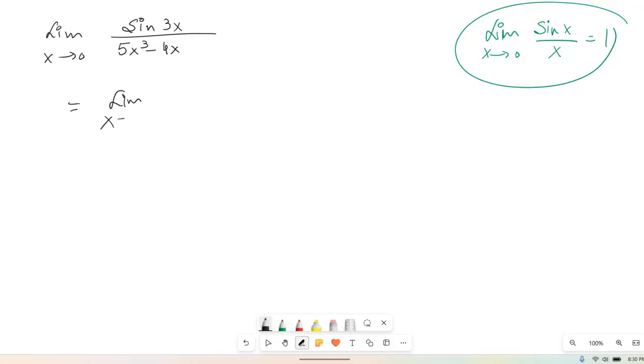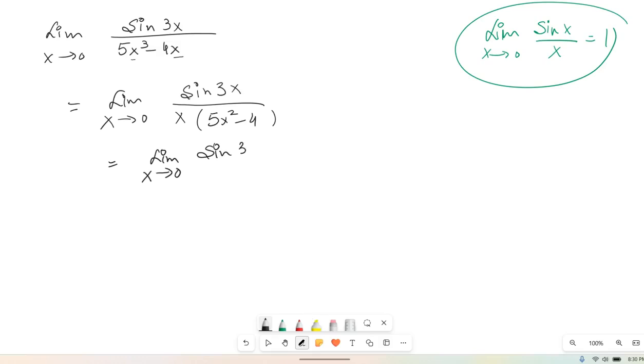Limit x approaches 0, sine 3x. In the denominator, you see x is in both of the terms. I can factor x out. This is going to be 5x squared minus 4. Okay. I'm going to write them separately. Sine 3x by x times limit x approaches 0 of 1 by 5x squared minus 4.